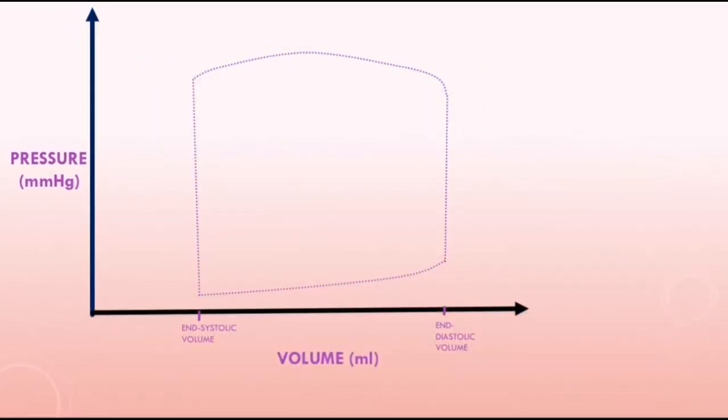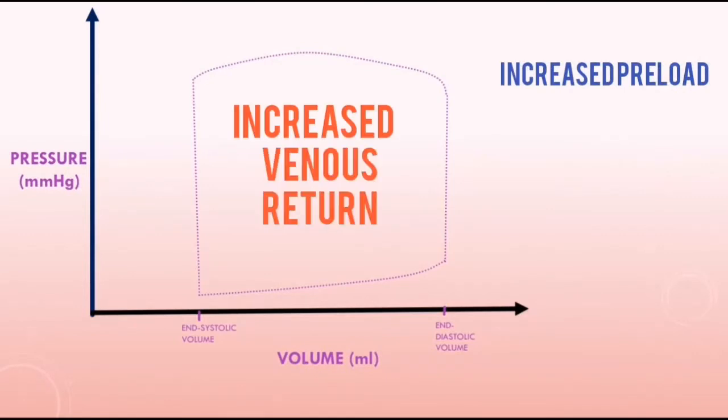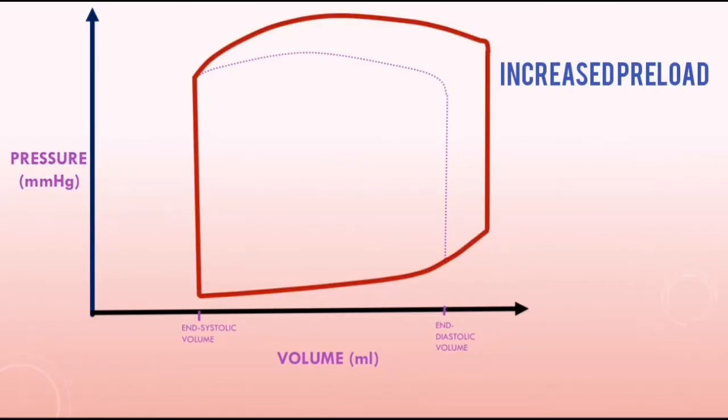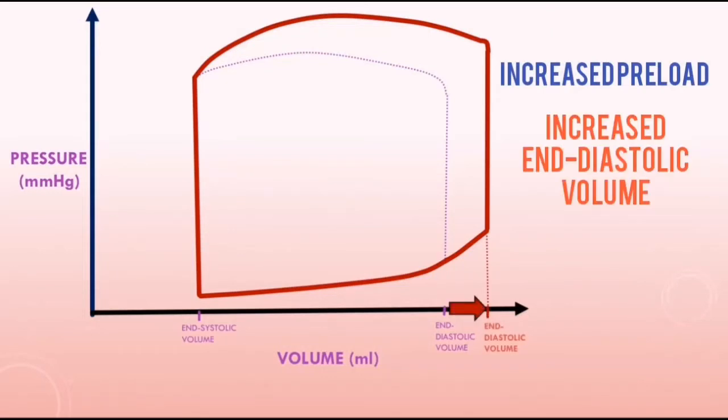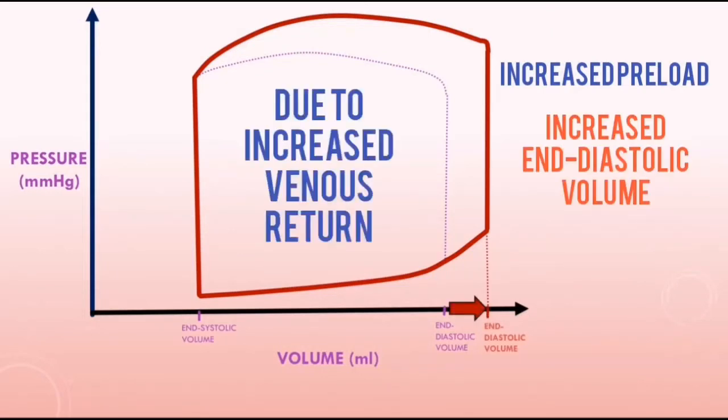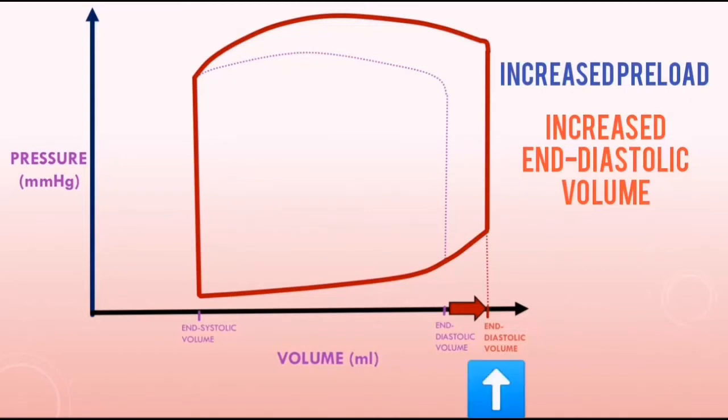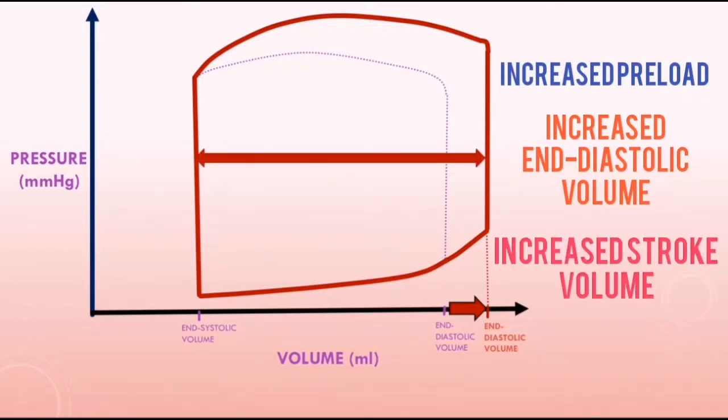We'll first start with the situation of increased preload. So these are times when there is increased venous return to the heart, and this is what the loop will look like. So we note that there is an increase in the end-diastolic volume. This is because there is increased venous return to the heart. As the difference between the end-diastolic volume and the end-systolic volume has increased, the stroke volume will also increase.